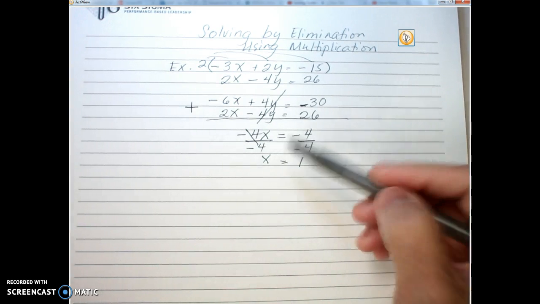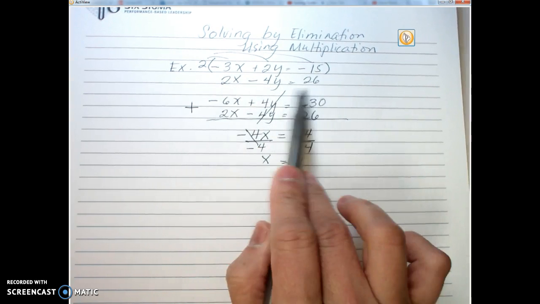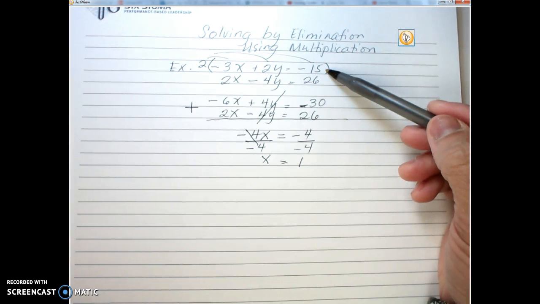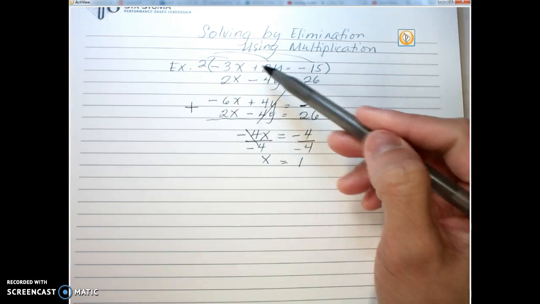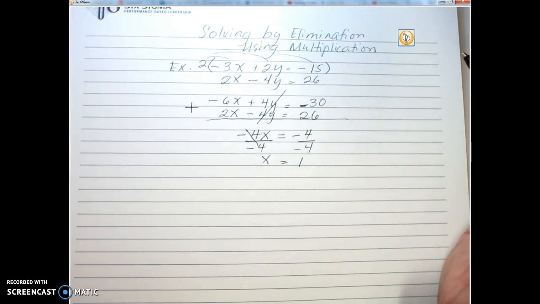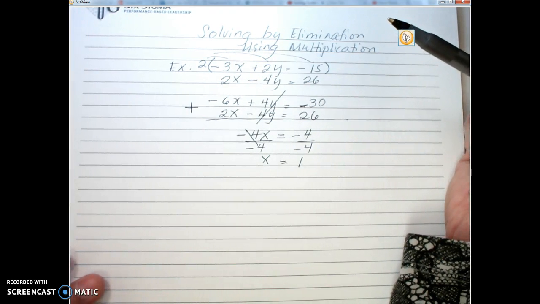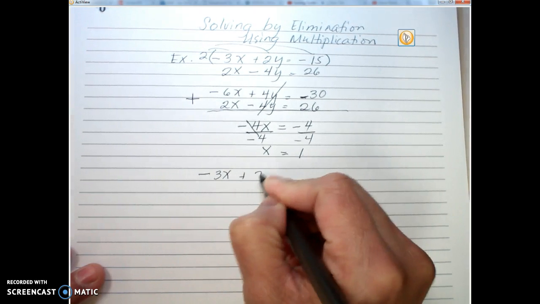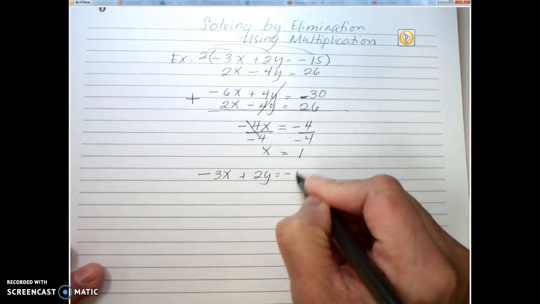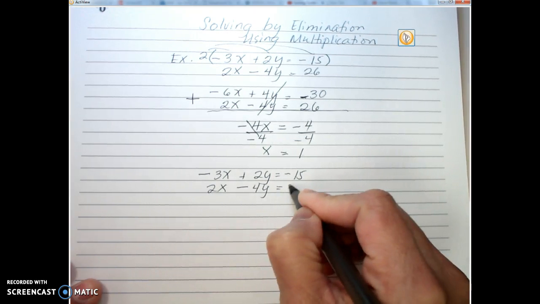So technically what I can do now is I can take x equal to 1, pick 1 from these two given equations, and substitute 1 to the x. However, since we're doing elimination, I want to try and go back to my original equations and this time try to eliminate the x. So let me rewrite that. It's now going to become negative 3x plus 2y equals negative 15, and this is 2x minus 4y equals 26.